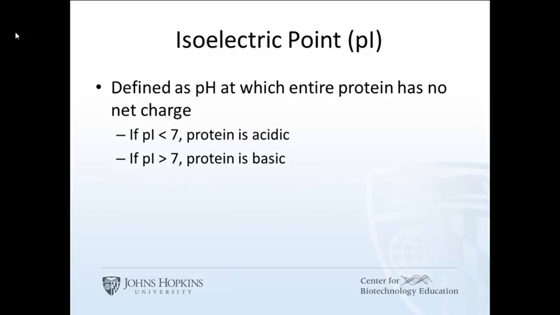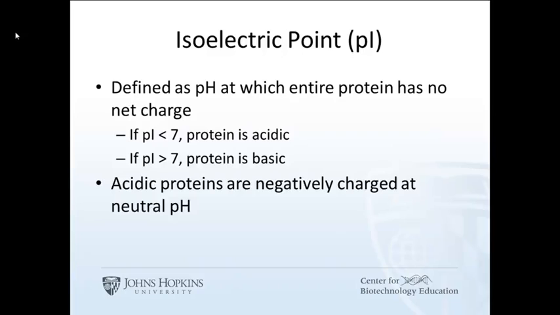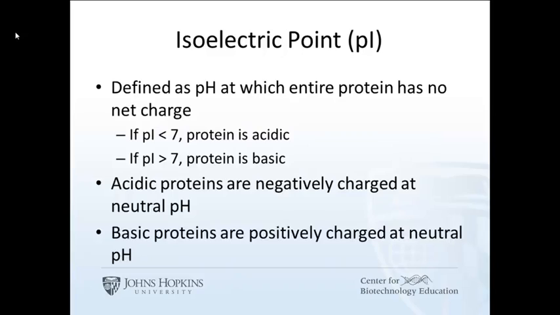So if the isoelectric point is less than 7, remember 7 is neutral pH, then that protein is acidic. If the pI is greater than 7, then that is a basic protein. To put it another way, acidic proteins have a net negative charge at neutral pH. Meanwhile, basic proteins have a net positive charge at pH 7.